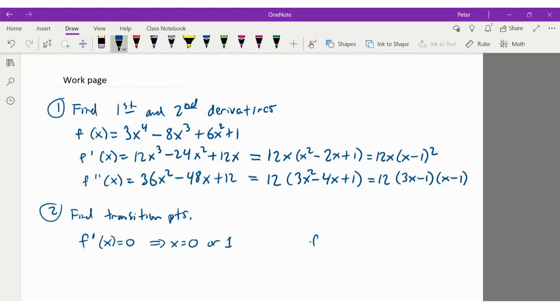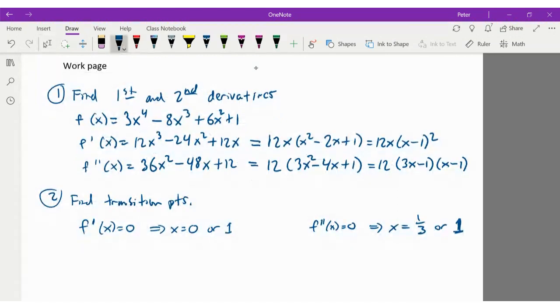And f double prime of x equals 0 implies that x equals either 1/3 or 1. So one of these numbers actually appears twice. We have 3 transition points. So the transition points are 0, 1/3, and 1. Okay. Any questions so far?